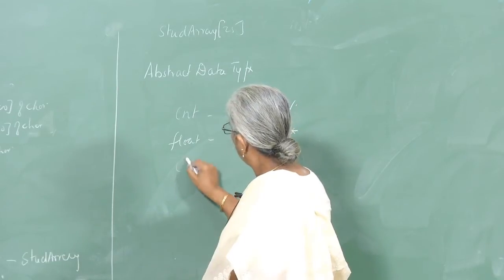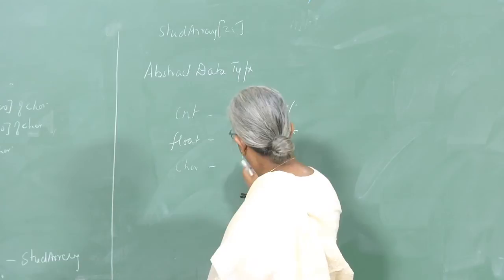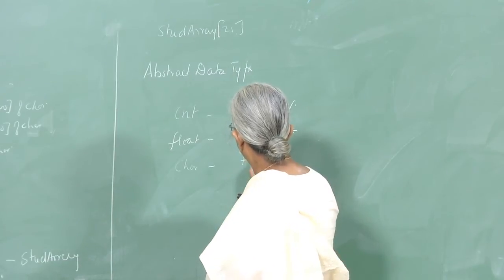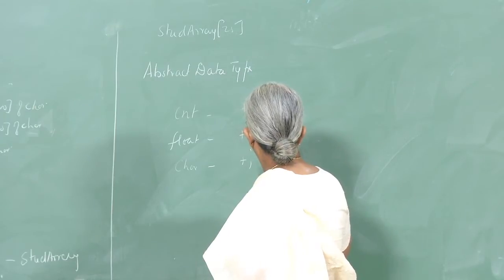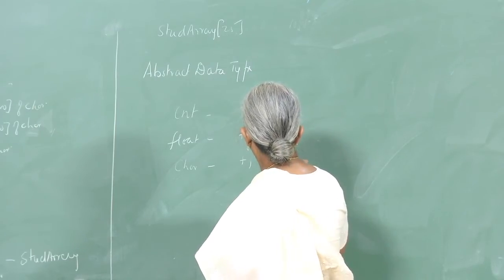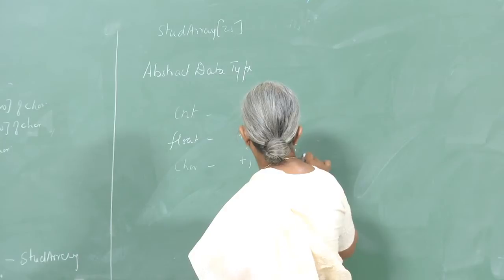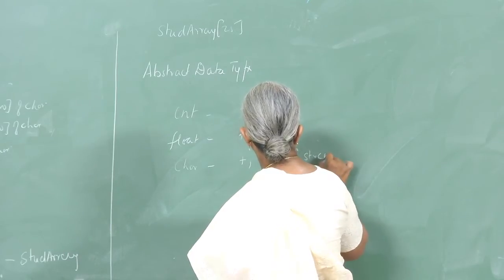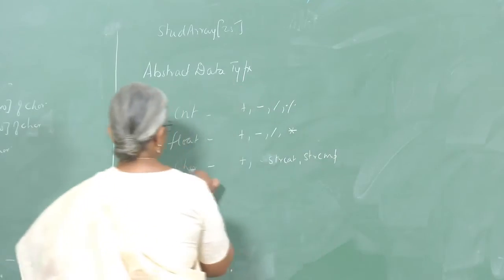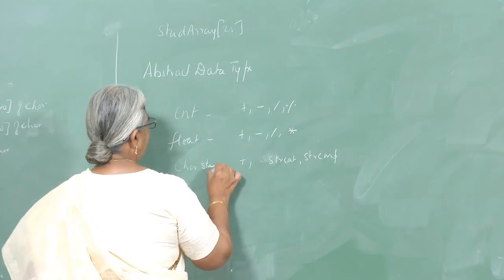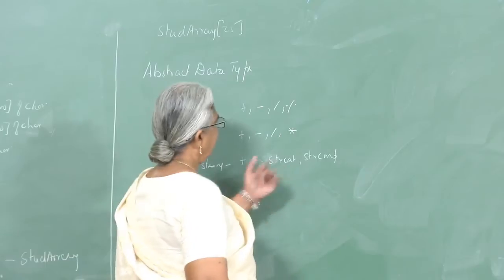And if you look at character, for example, you can do a plus where it concatenates, and then you have strncat, strcat, strcmp, and various operations that can be performed on character strings. You have a set of operations that have been defined.